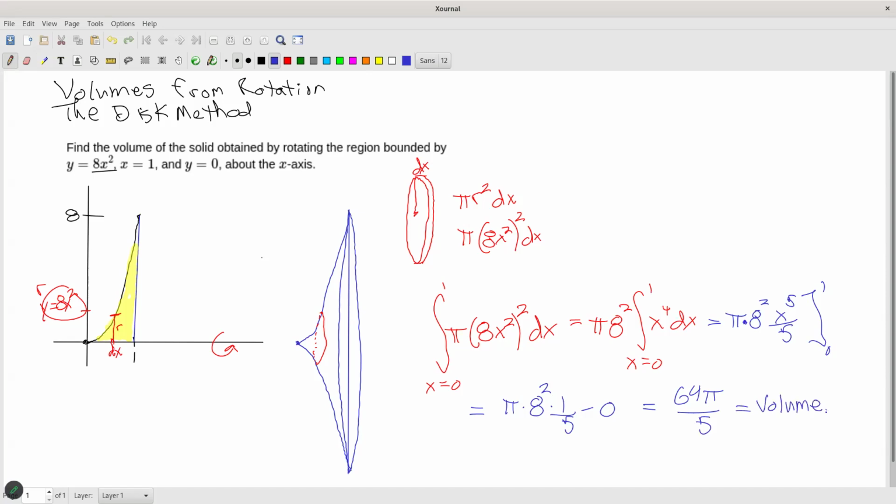So like we were doing before, we got to come up with a cross-sectional formula. This time that comes by rotating some two-dimensional object to get a three-dimensional object. And we got to pay attention to which axis we rotate about to determine the radius that we need. Good work.